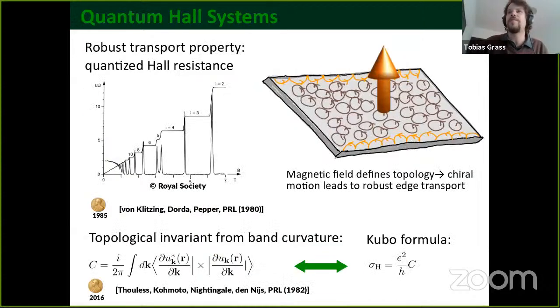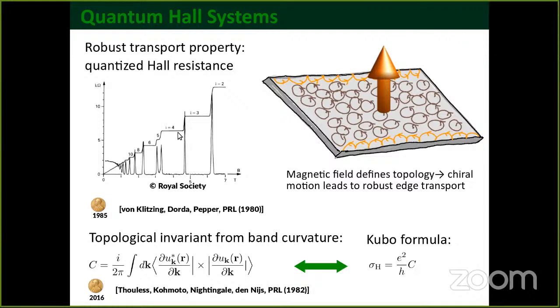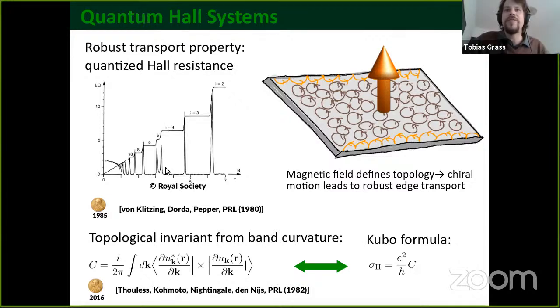Now, where do we have topology in quantum systems? The paradigm of a topological quantum system are the quantum Hall systems, which have been discovered in 1980 by von Klitzing et al. And in particular, they stand out through a very robust transport behavior. There is this Hall transport, which is perpendicular to the applied electric field direction. And it turns out that the conductance or resistance in this transverse direction takes these quantized values, where it does not change if you vary the magnetic field. So we have here very robust features.